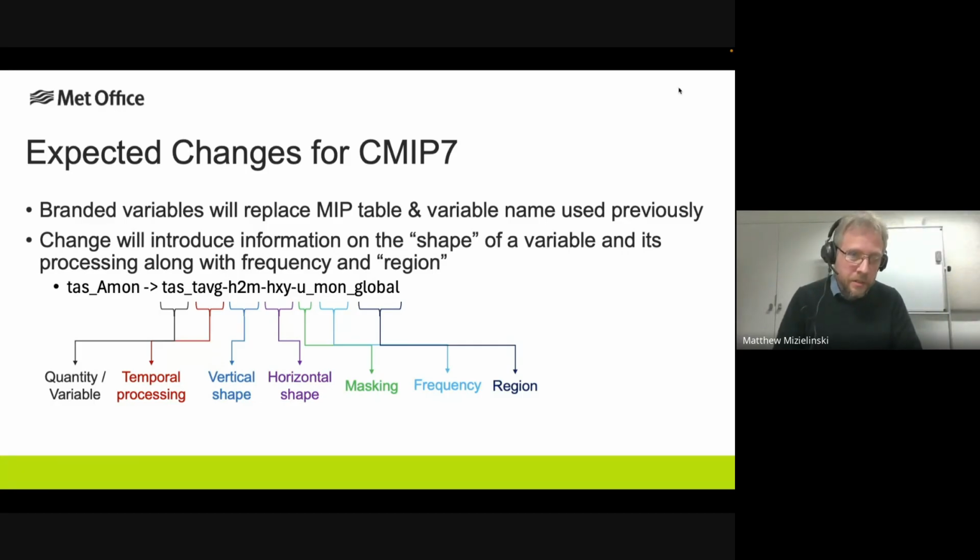be changing to something with the file name there, where we've got details on how the data is processed. Does it time mean? What's its vertical shape, horizontal shape? Is there any masking? What frequency is it? And what region does this cover? So this will give you a bit more information when searching for data, possibly clearer than having many different MIP tables with names which don't necessarily correspond to exactly what you might expect.